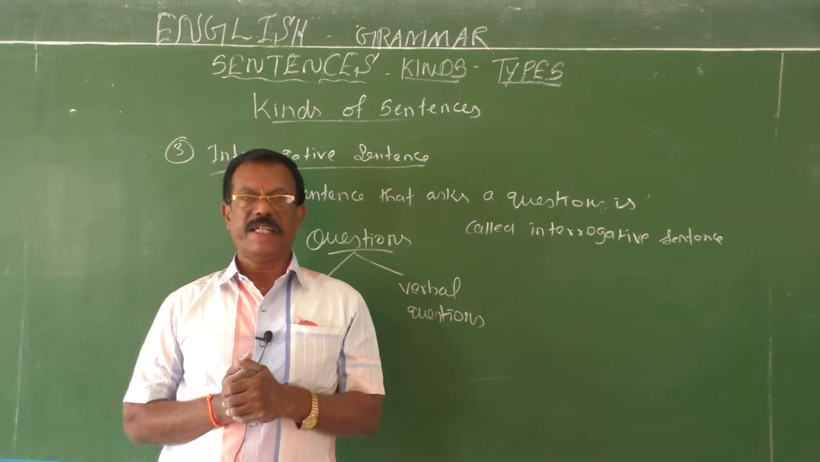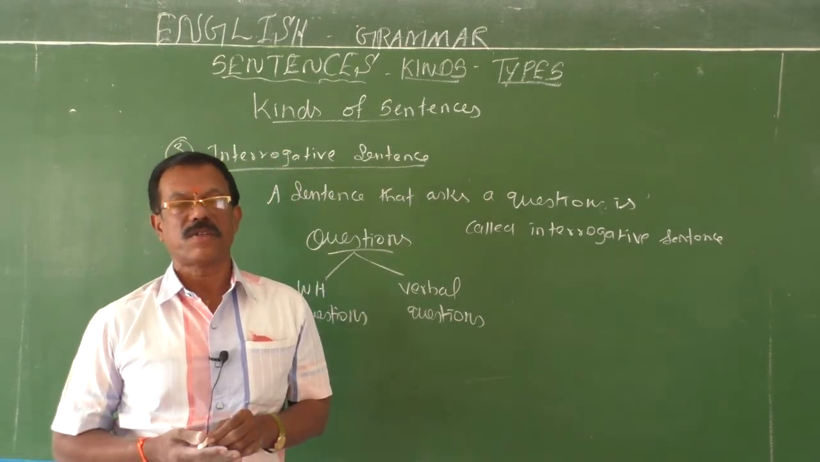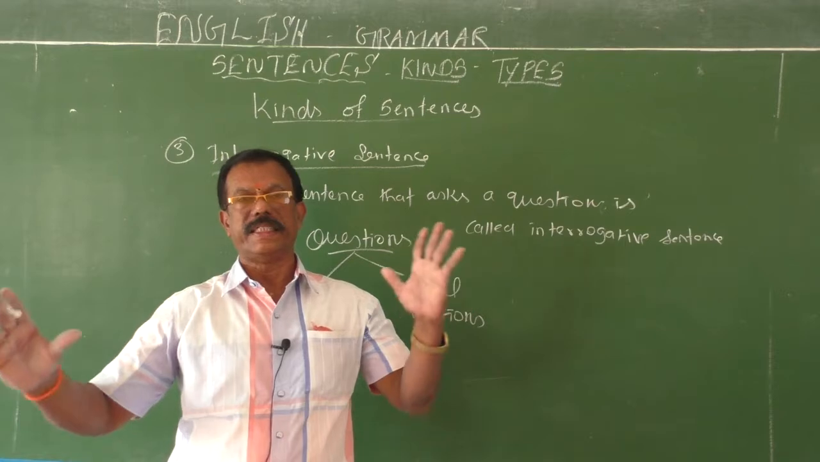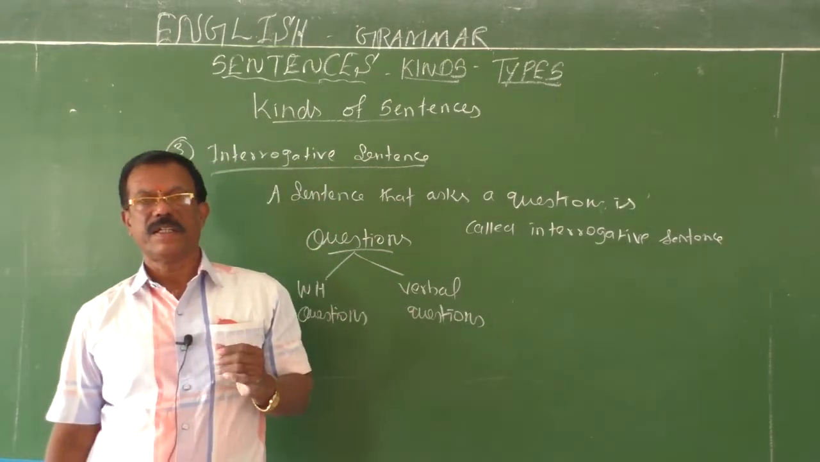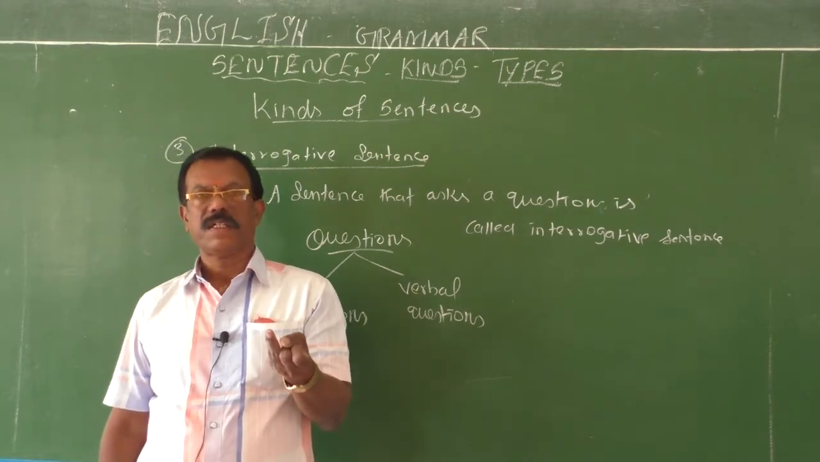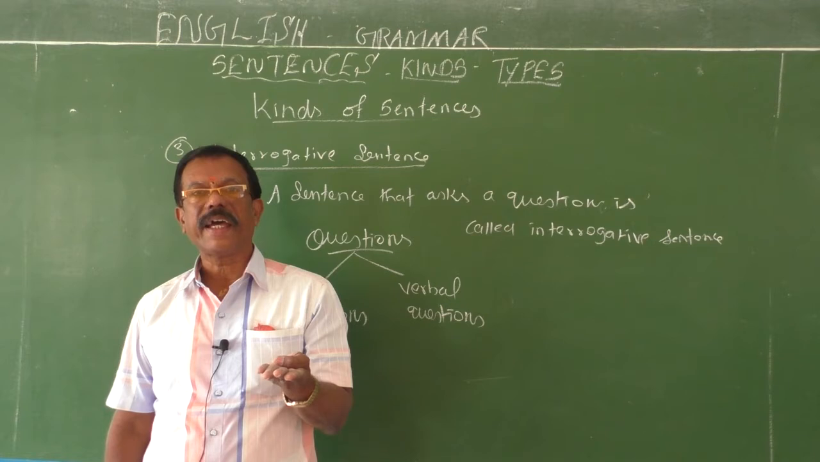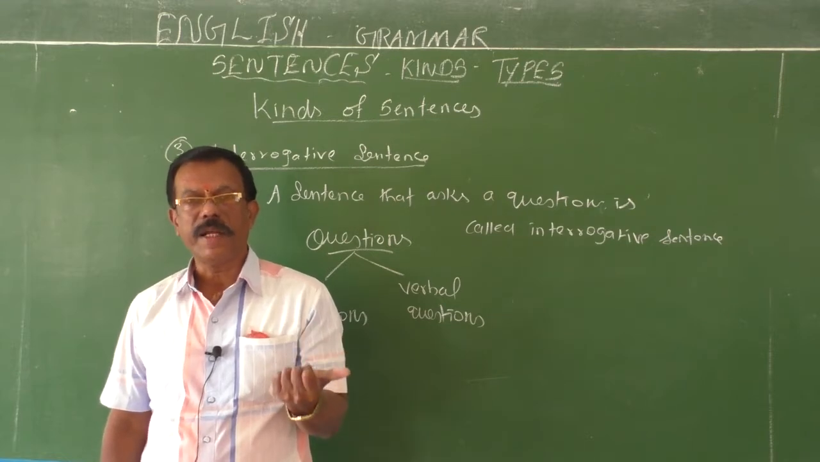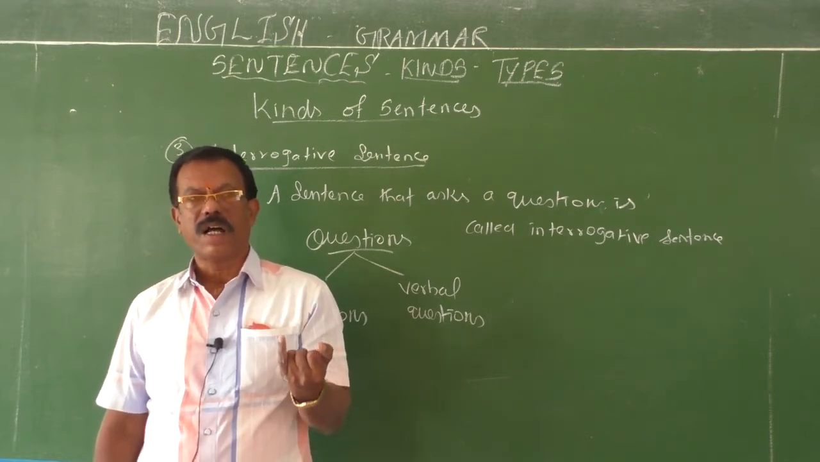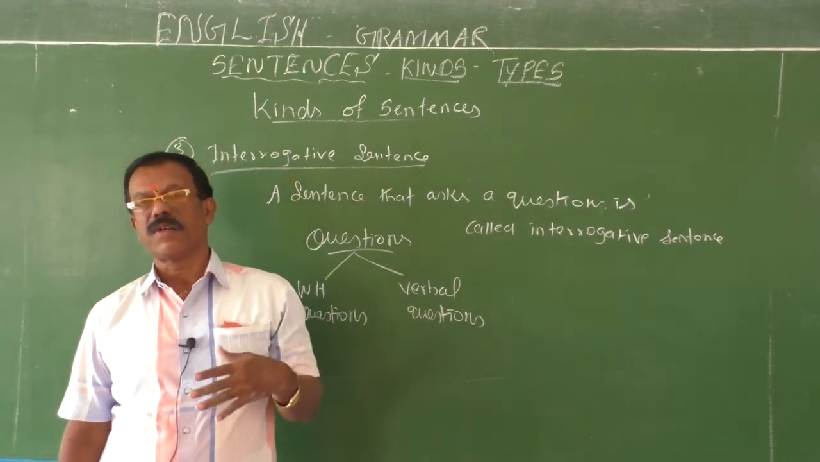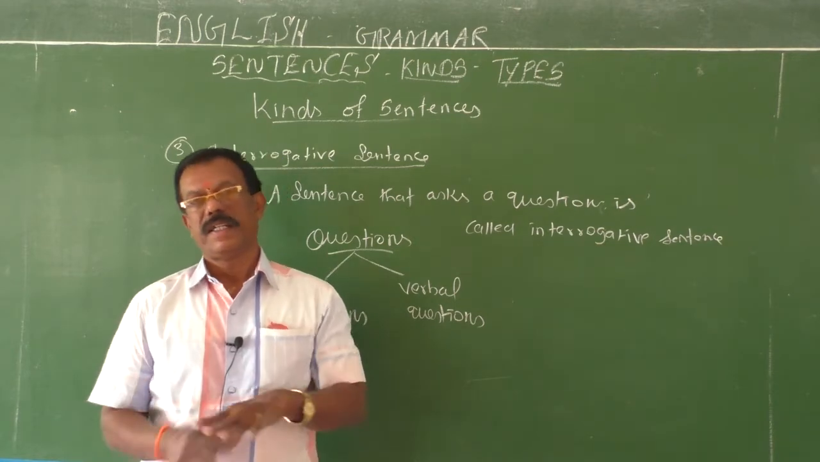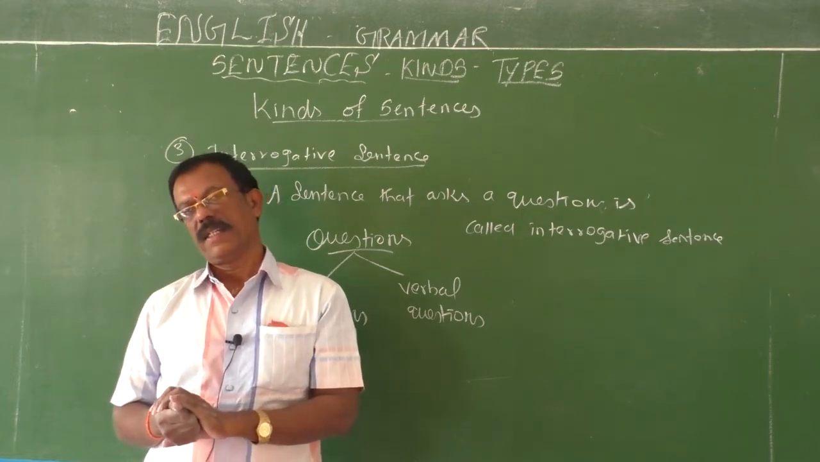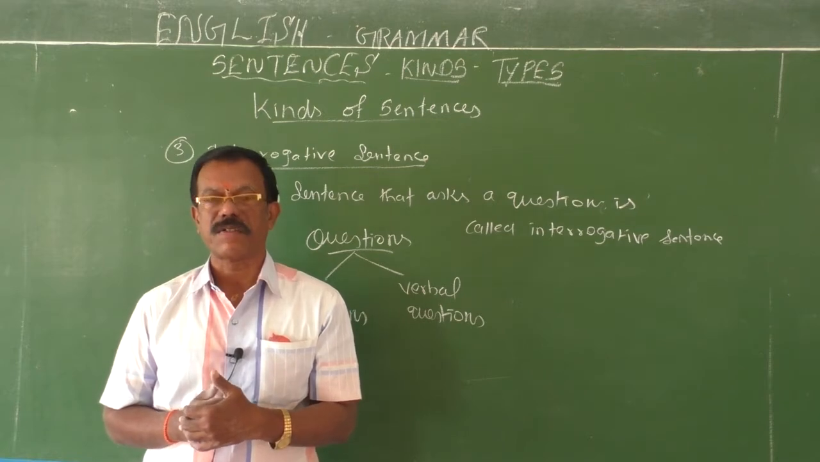One is WH questions. Why do we call these WH questions? Because all such question sentences begin with a WH question word. Therefore, they are called WH questions. What, which, when, where, who, whose, how many, how much, how far, how long. They are called question words, interrogative words, interrogative pronouns. They help us to frame interrogative sentences. These questions are called WH questions.